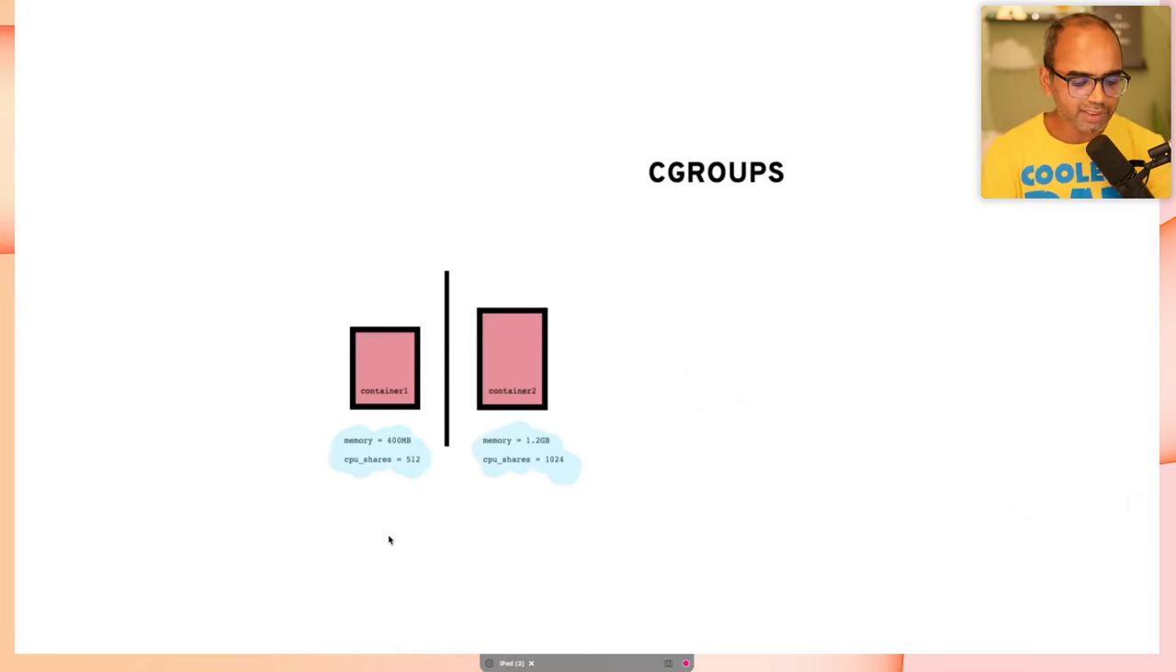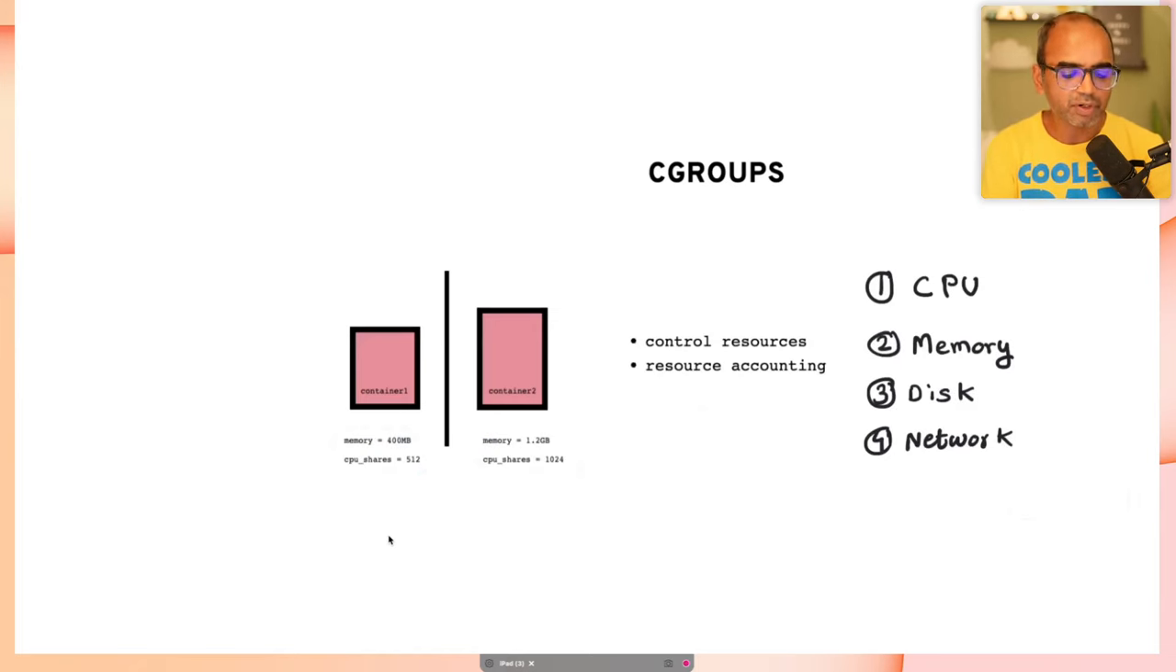Okay, so what is the role of a Cgroup? It's a two-fold role. One is to control resources. What resources? There are only four things to control: CPU, memory, disk I/O, that is the I/O speed, and the network, right? So that's what it controls. And it also does the resource accounting, as in it does the monitoring.